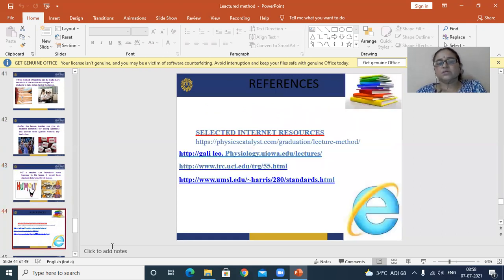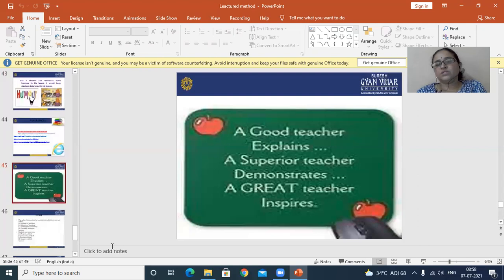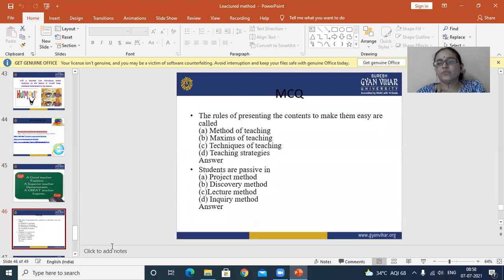These are the resources for further, more detailed study. You should go through them to study more about the lecture method. Now, a good teacher explains, a superior teacher demonstrates, a great teacher inspires us to do good. So now it is time for MCQs.